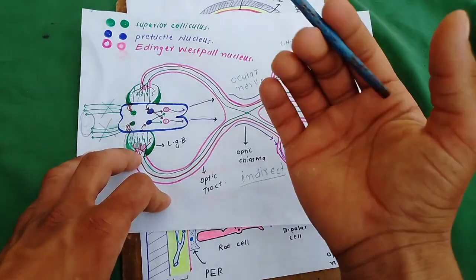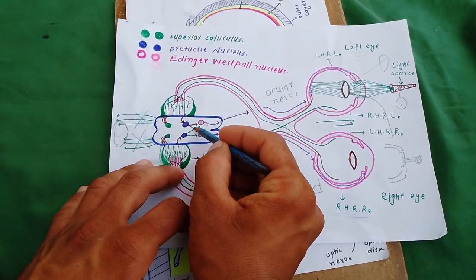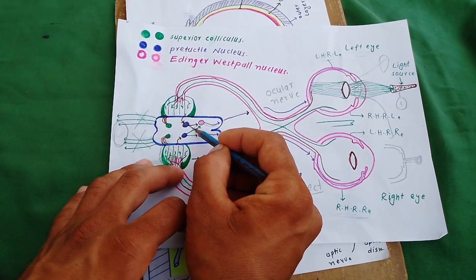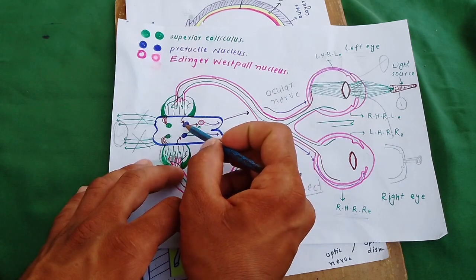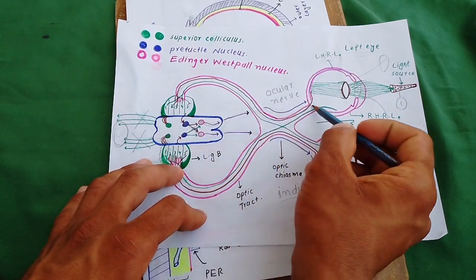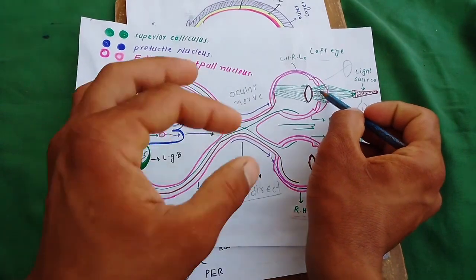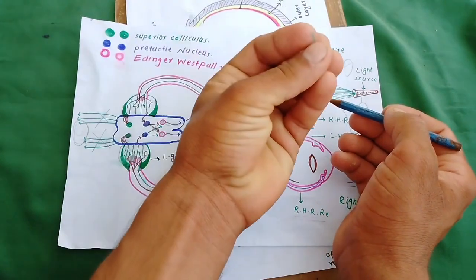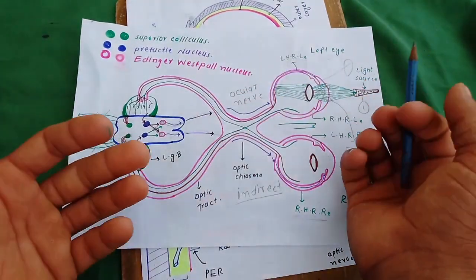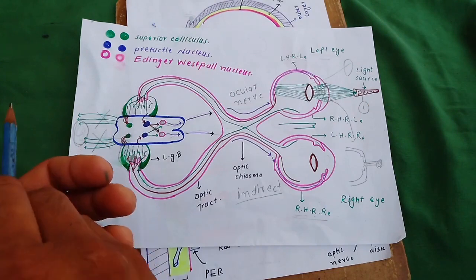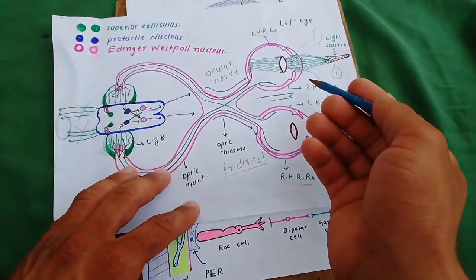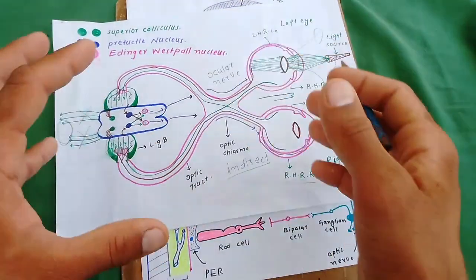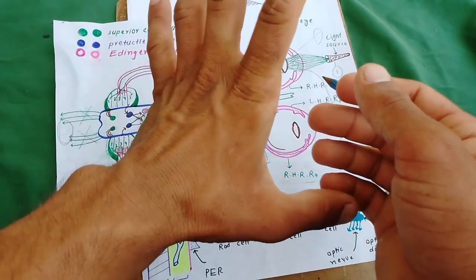But during some abnormal conditions, sometimes the message does not transfer here. The crossing does not occur here. So when the crossing does not occur, the message transfers only to this nucleus and goes to this area, and only one eye responds to the light. This light reflex is called the direct light reflex. This is actually an abnormal condition which sometimes occurs, also due to some disease. When light falls on this eye or on this eye, it decreases the size of the pupil.